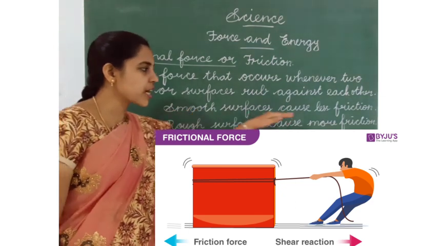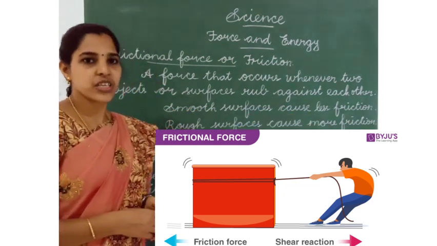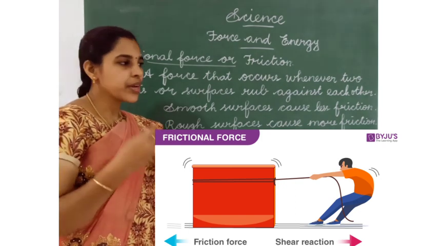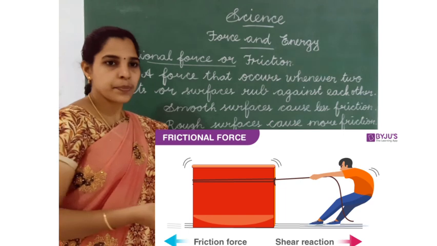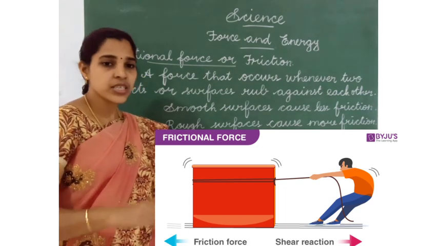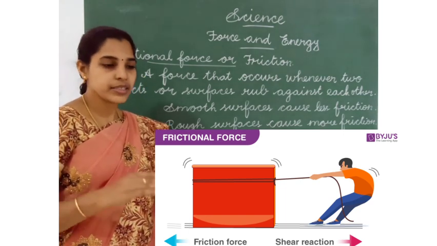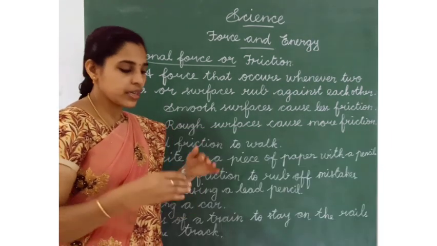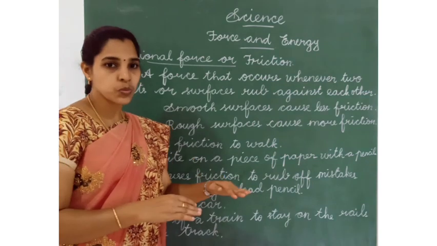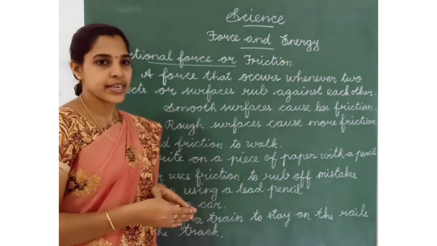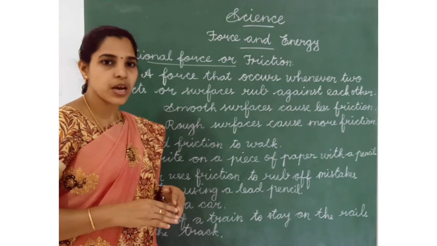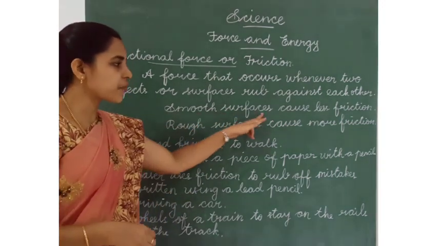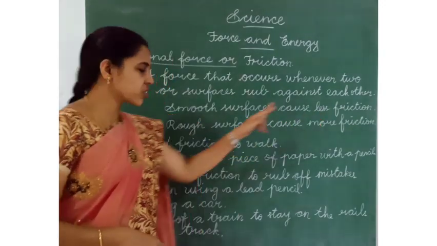So smooth surfaces cause less friction. Friction means when we are moving from one place to another place, if the place is a rough area, it is difficult to walk. If the ground is very smooth, we will walk easily. We cannot stop, without stopping we will walk. Yes? So smooth surfaces cause less friction.